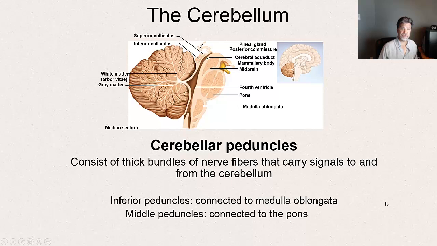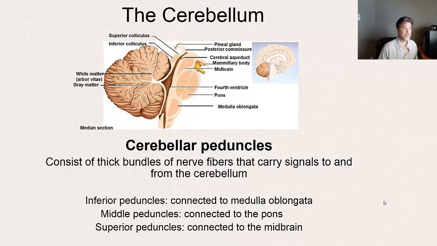The middle peduncles are connected to the pons, which remember is an information exchange pathway between the cerebrum and cerebellum. And then the superior peduncles carry information out into the cerebellum from into the midbrain.